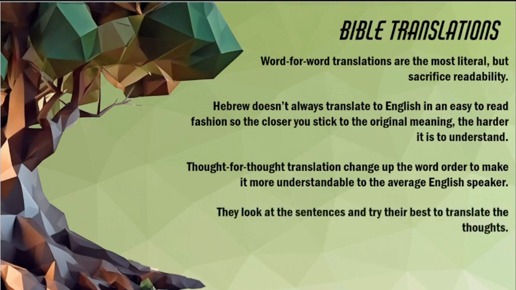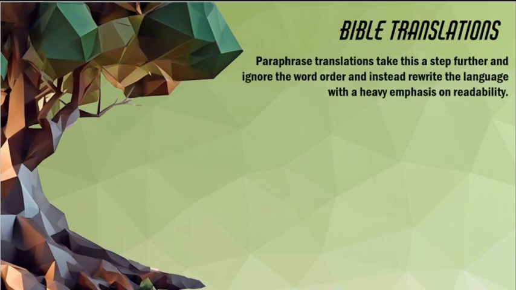So thought for thought looks at sentences and tries its best to translate the thoughts. That's why it's called thought for thought. Paraphrase translations take this a step further, and they ignore the word order and instead rewrite the language with heavy emphasis on readability. They take the thought for thought and simplify it even more: basic, a lot less depth there, but much easier to read. Typically more readable by younger people.